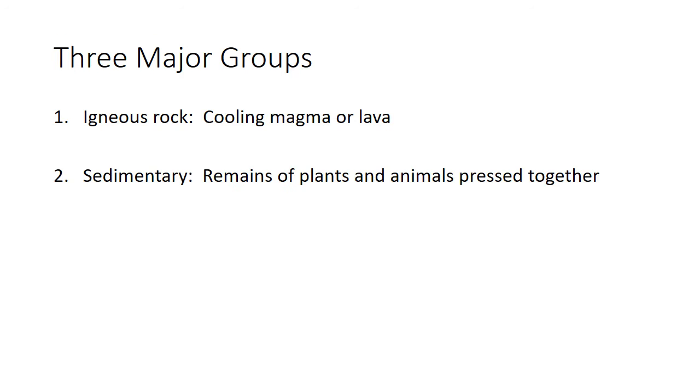There are three major groups of rocks. First, igneous rocks. Igneous rocks are formed by cooling magma or lava. The next are sedimentary. These are formed from remains of plants and animals pressed together. So you will find oil and gas in sedimentary rocks mostly.